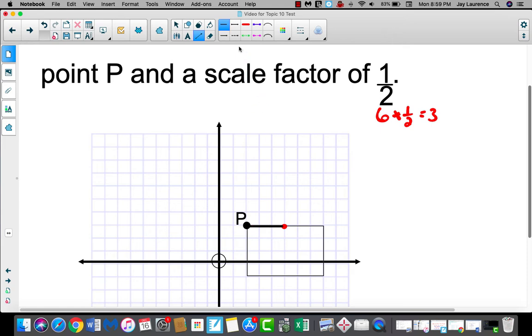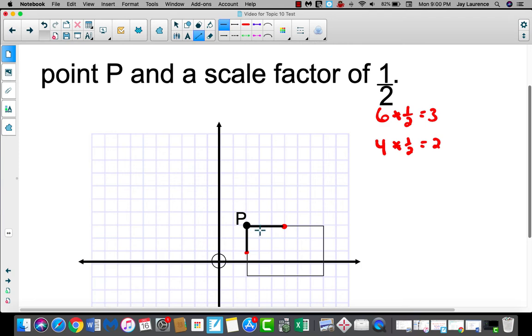Now similarly, I'm going to do the same thing to the vertical side. The vertical side is 1, 2, 3, 4 units long. Okay, so I'm going to take 4 times 1/2, and there I'm going to get 2. So it's only going to go to here. All right, so it's going to look like this.